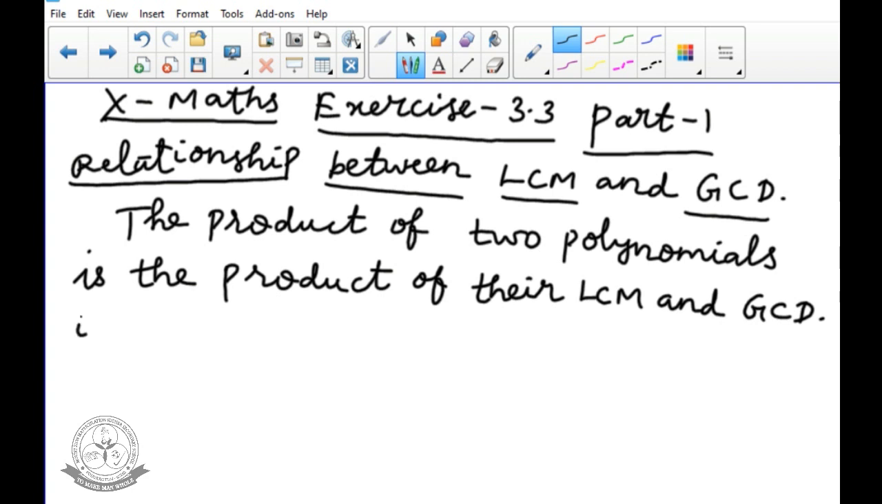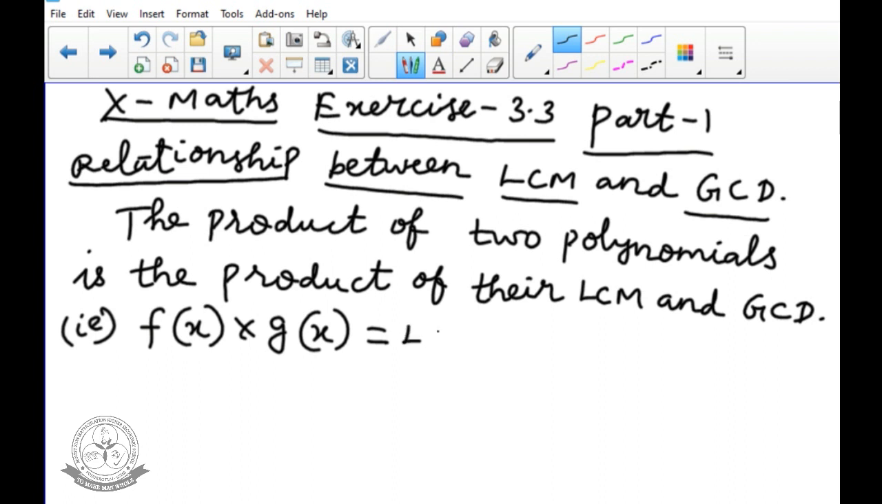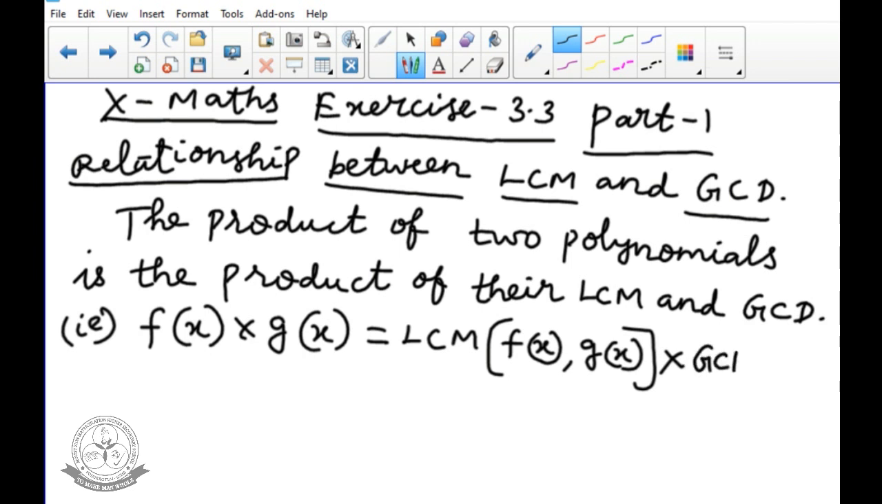That is, the meaning is the product of two polynomials. We have to assume f of x and g of x. So the product means we can write f of x into g of x is equal to the product of their LCM and GCD. So you have to write LCM of f of x comma g of x into GCD of f of x comma g of x.